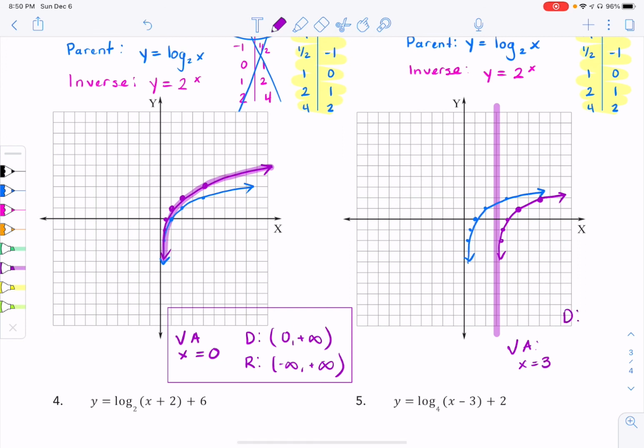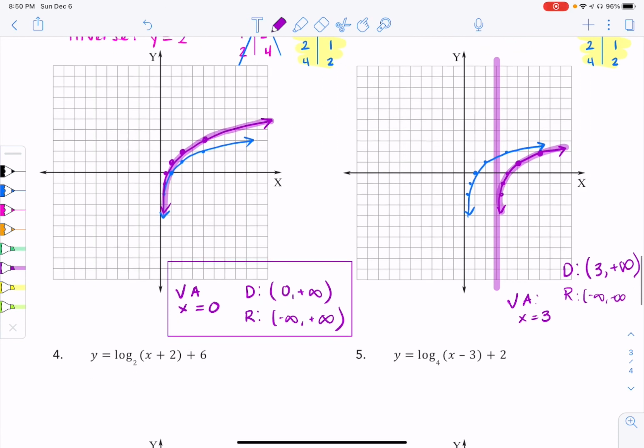The domain always matches that, so it's from 3 to positive infinity, because you can see this graph approaches that line, but it never actually touches or crosses. So 3 to positive infinity, and the range is negative to positive infinity as the graph goes up or down forever.